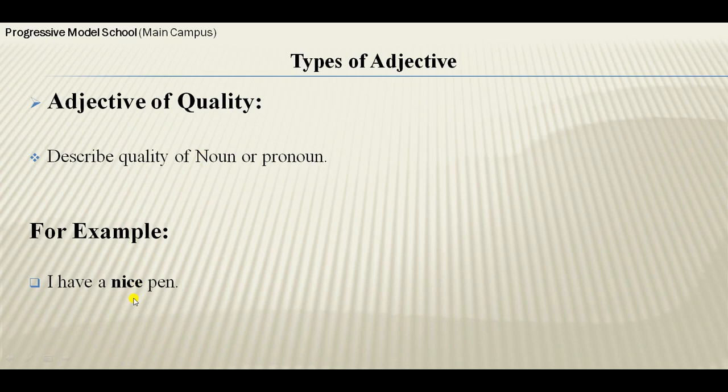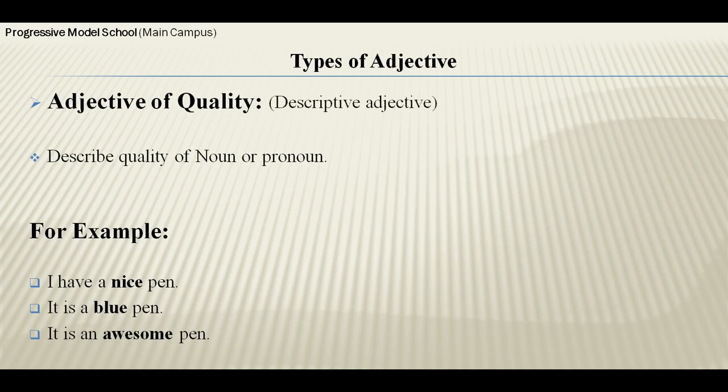So now, can you think of more qualities of the pen? Someone may say it is a blue pen, or someone may say it is an awesome pen. So nice, blue and awesome are all adjectives of quality. And adjective of quality is also referred to as descriptive adjective.